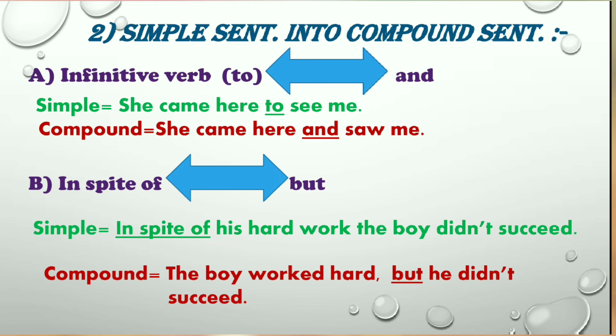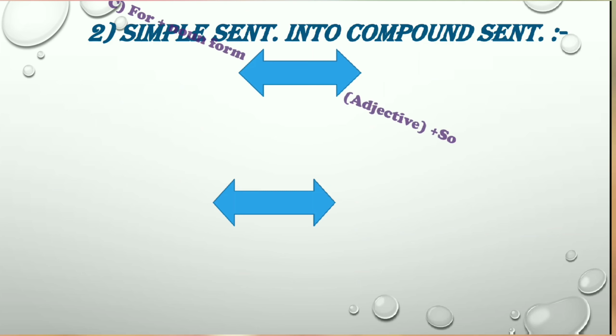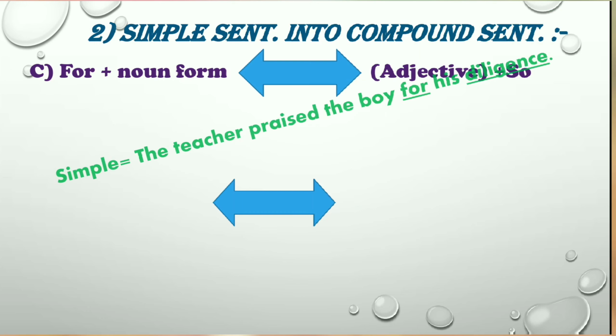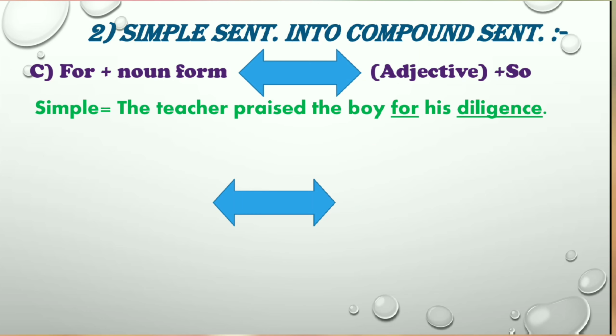So instead of using in spite of, we just use but and our compound sentence is ready. Now let's see some other ways. For plus noun form: if for and noun form is used, you can change it and use adjective plus so. Let's see the example. In the simple sentence, the teacher praised the boy for his diligence. Here for and noun form is used.